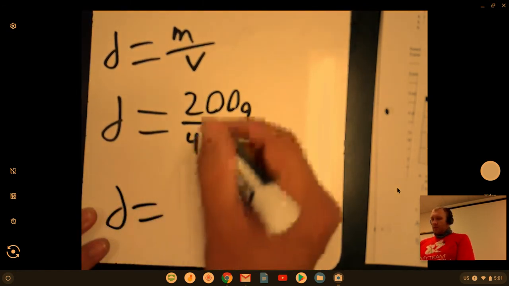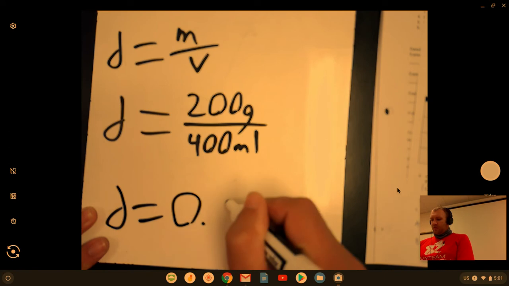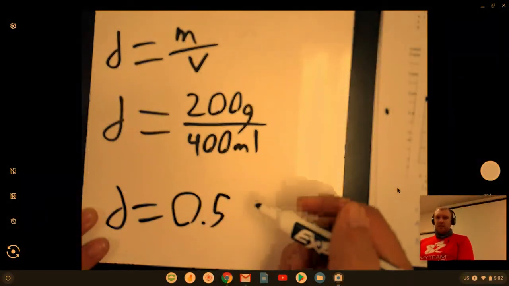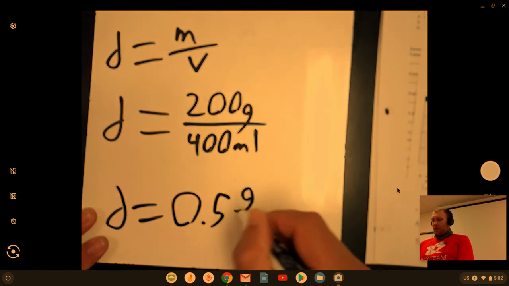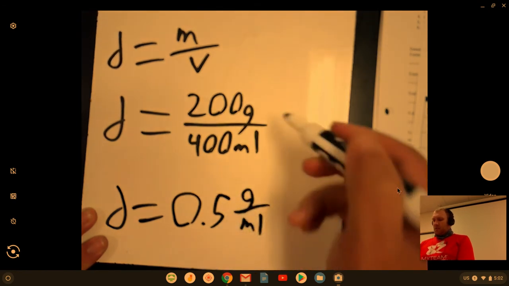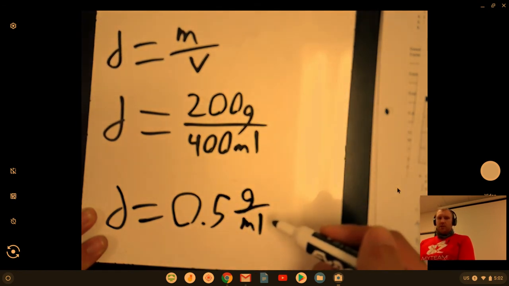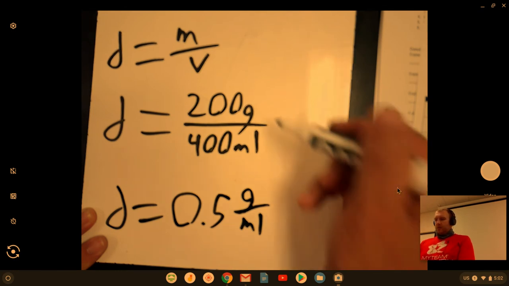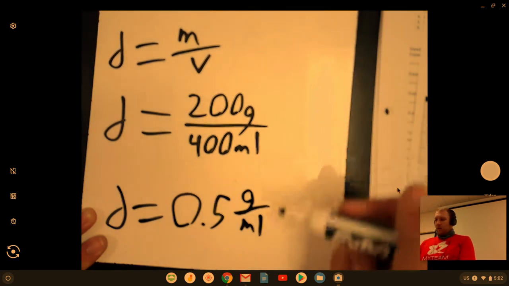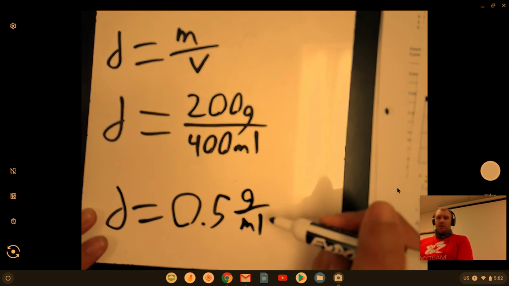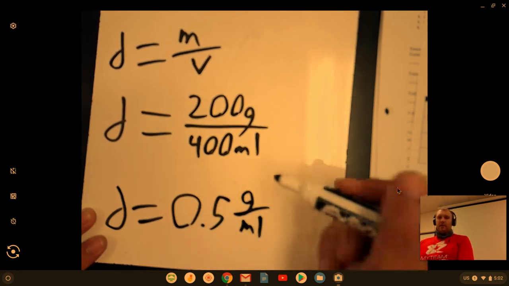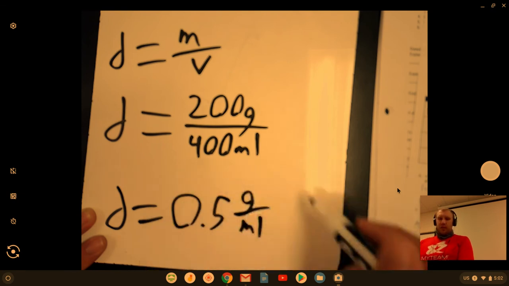Density is going to equal 200 divided by 400, which is 0.5. We can go to 2 decimal places in science. And then grams divided by milliliters, that's why it's so important to have your units in step 3, so that I know what my units in the final step will be. Nothing cancels out between grams and milliliters, so my units for density this time are grams per milliliter. 0.5 grams per milliliter would be the full credit answer.